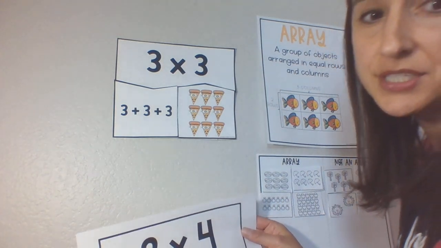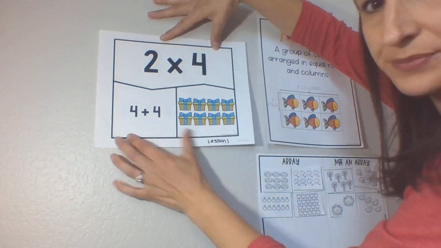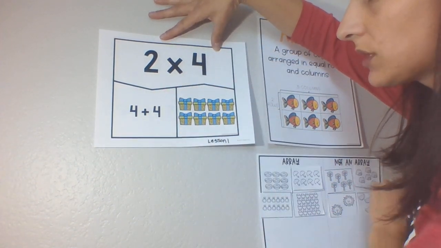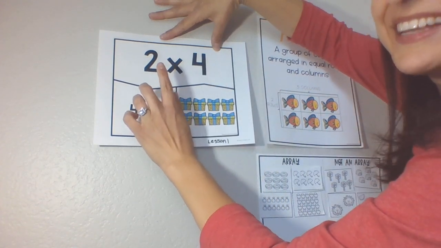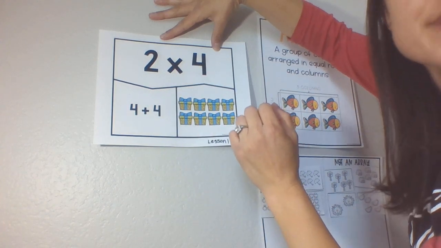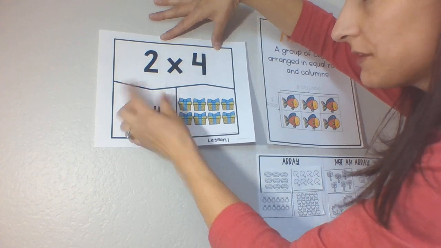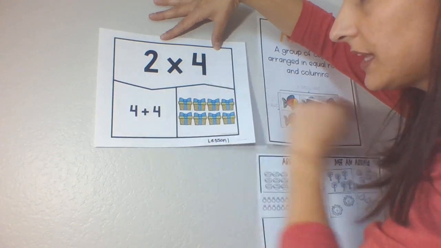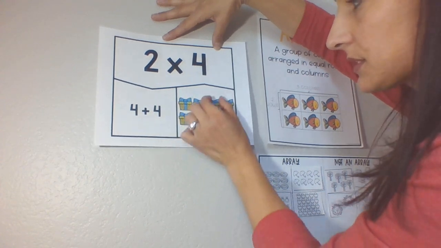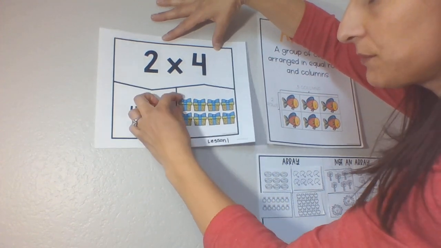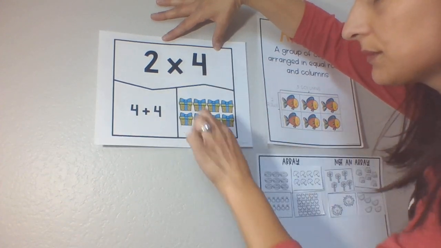All right, now that you've continued with your puzzle, you should have this one completed. 2 times 4. I have 2 groups of 4. I have 2 groups of 4, or I have 2 rows and 4 columns. 2 rows and 4 columns. The repeated addition would be 4 plus 4.